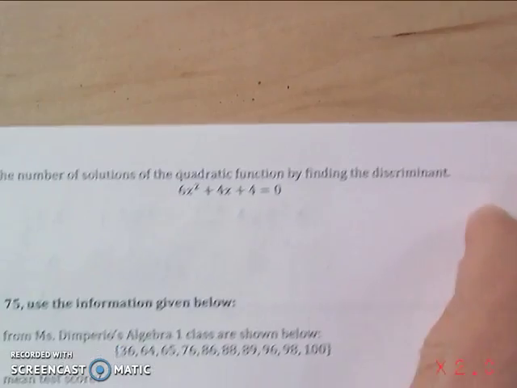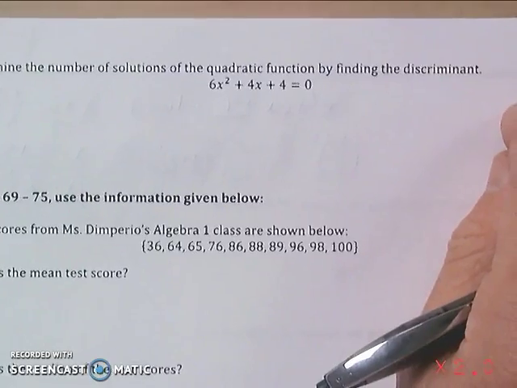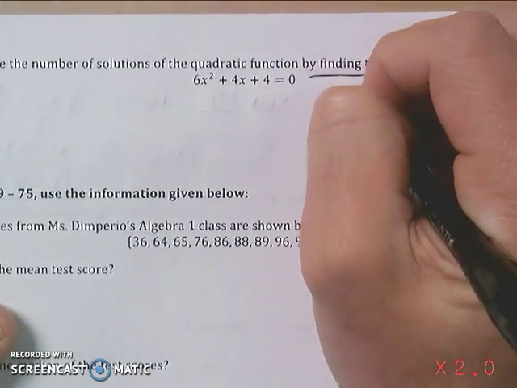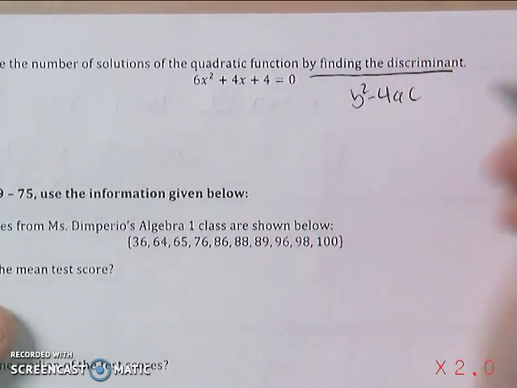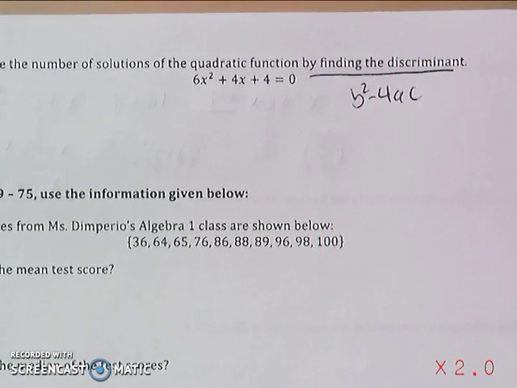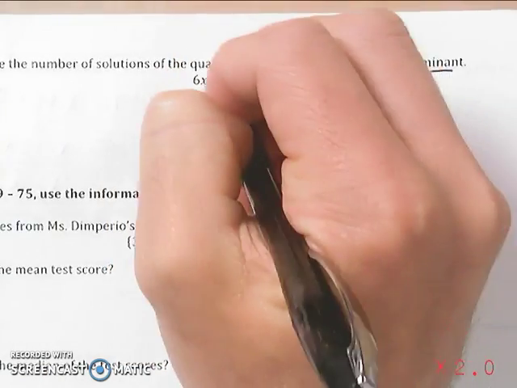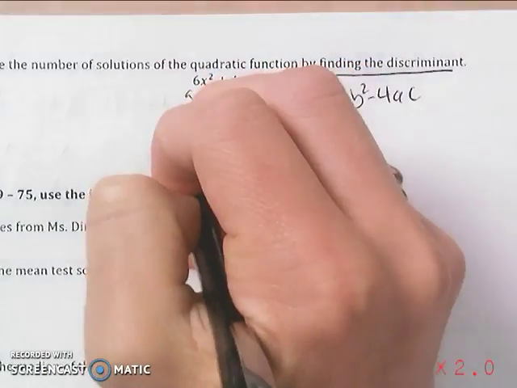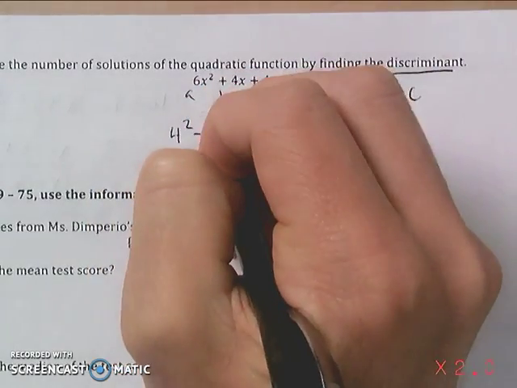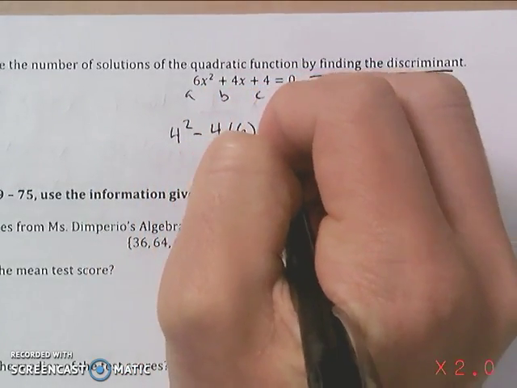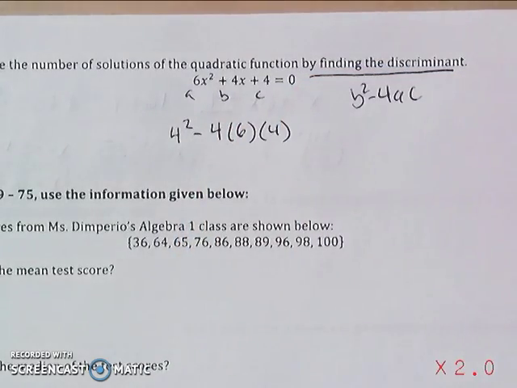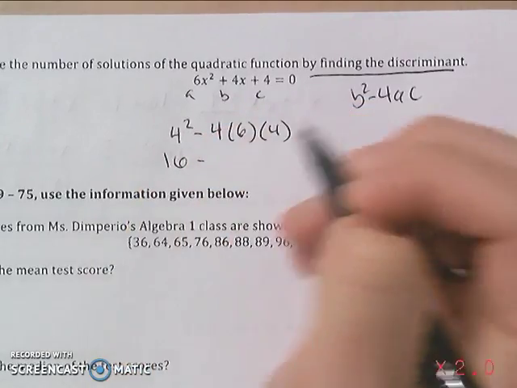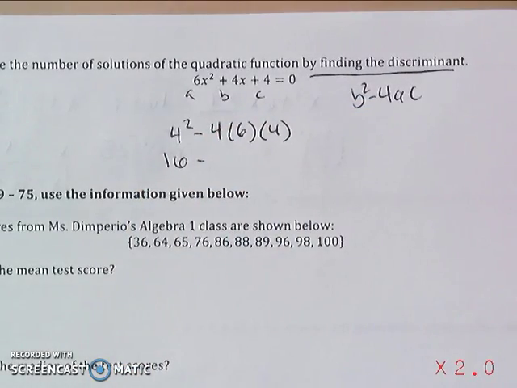Number 68, determine how many solutions of the quadratic by using the discriminant. Remember, the discriminant is just b squared minus 4ac. So, again, we have a, b, and c. So we throw that in the equation, we get 4 squared minus 4 times a times c. This is going to give me 16 minus 6 times 4 is 24.